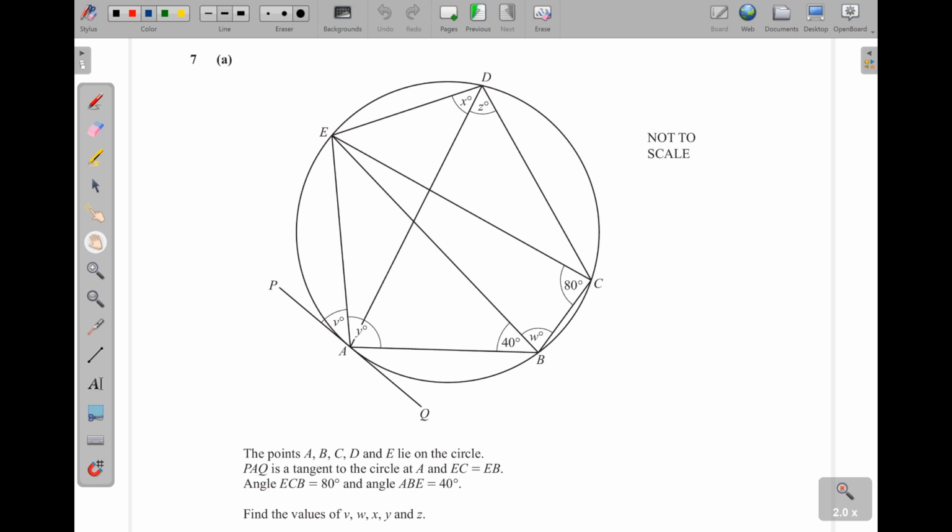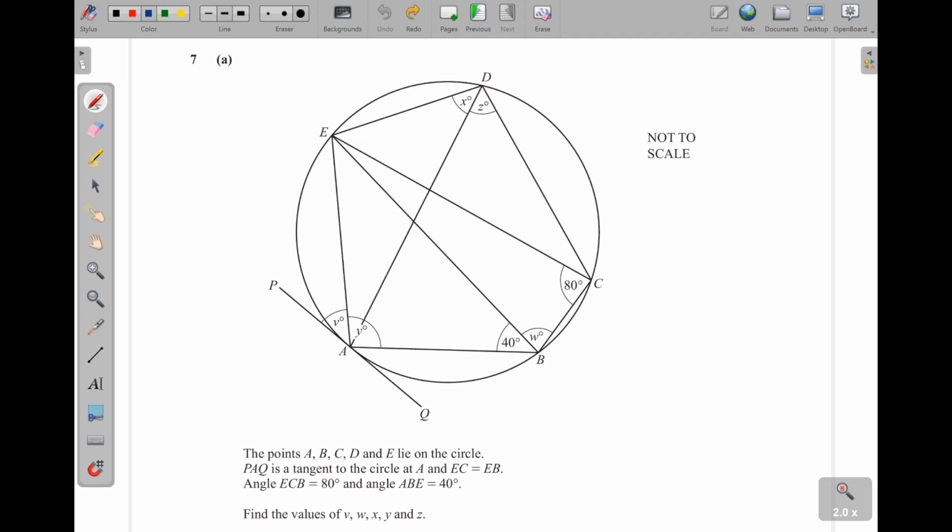And then lastly, for this paper, we are given this diagram. Points A, B, C, D, and E lie on a circle. PAQ is a tangent to the circle at A and EC is equal to EB. Angle ECB is equal to 80 degrees and angle ABE is equal to 40 degrees. Find the values of V, W, X, Y, and Z. Okay. Now, there are a lot of circle theorems involved in here.